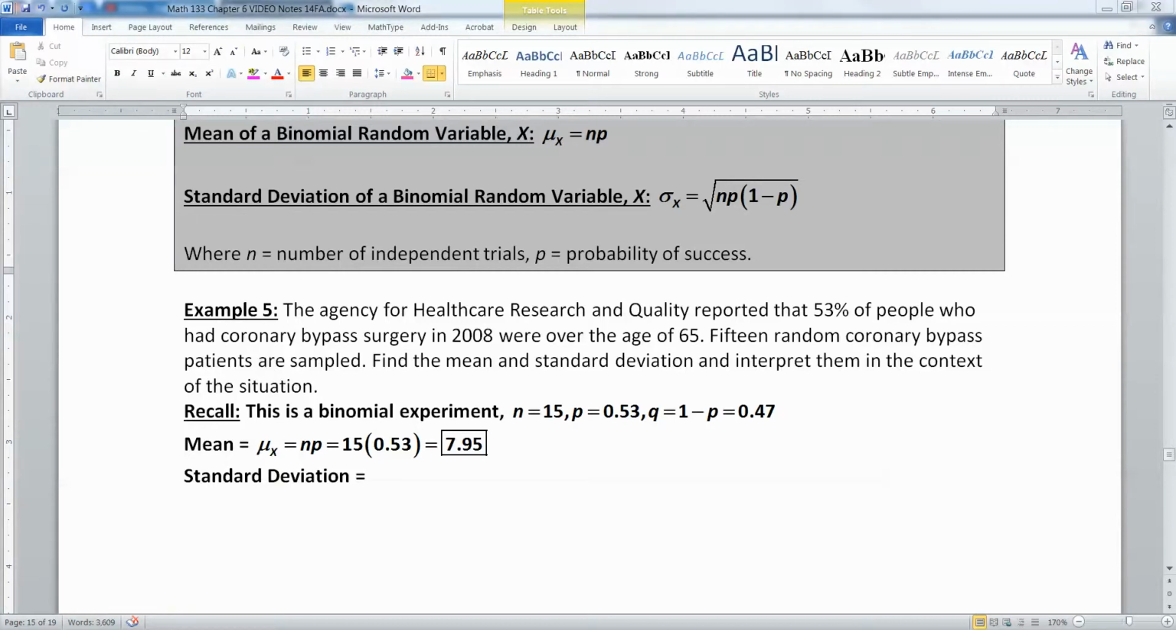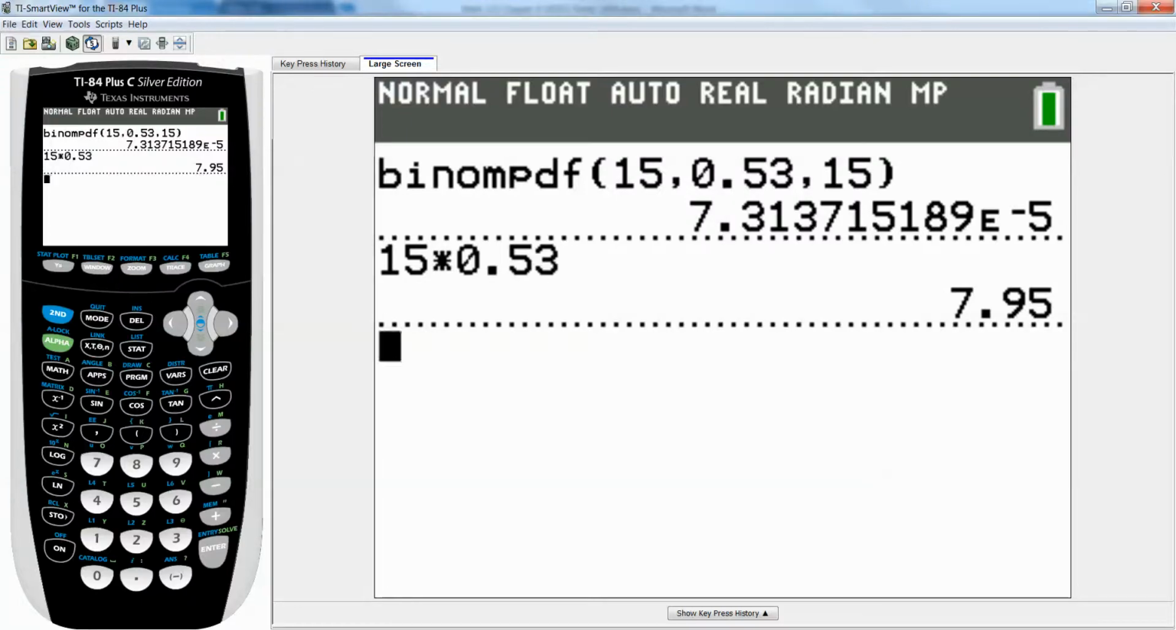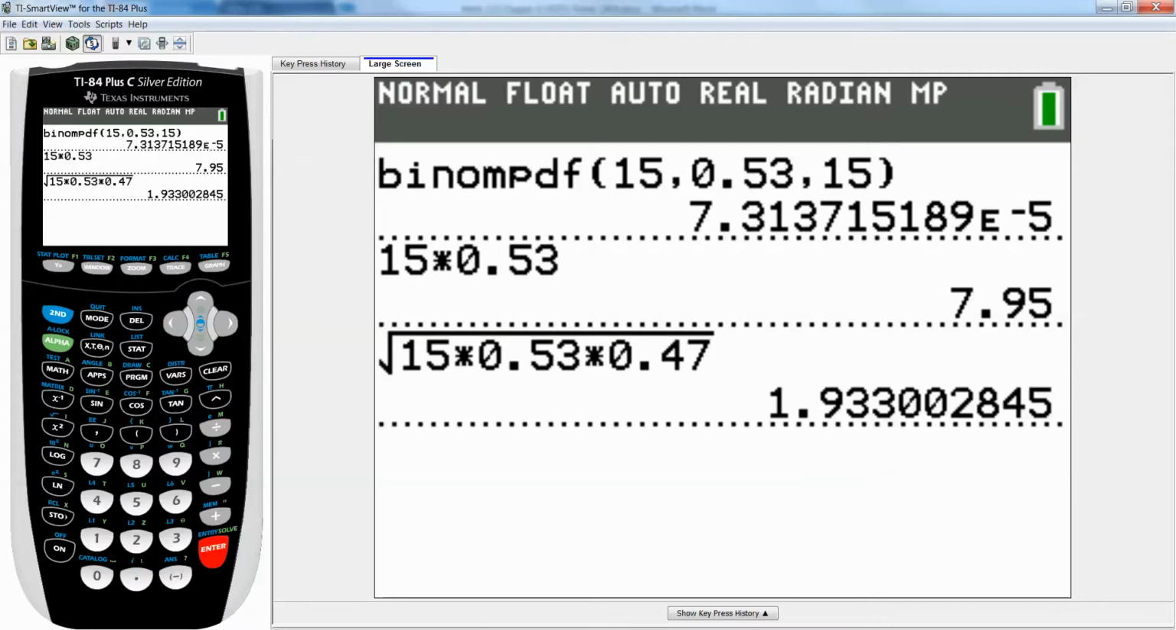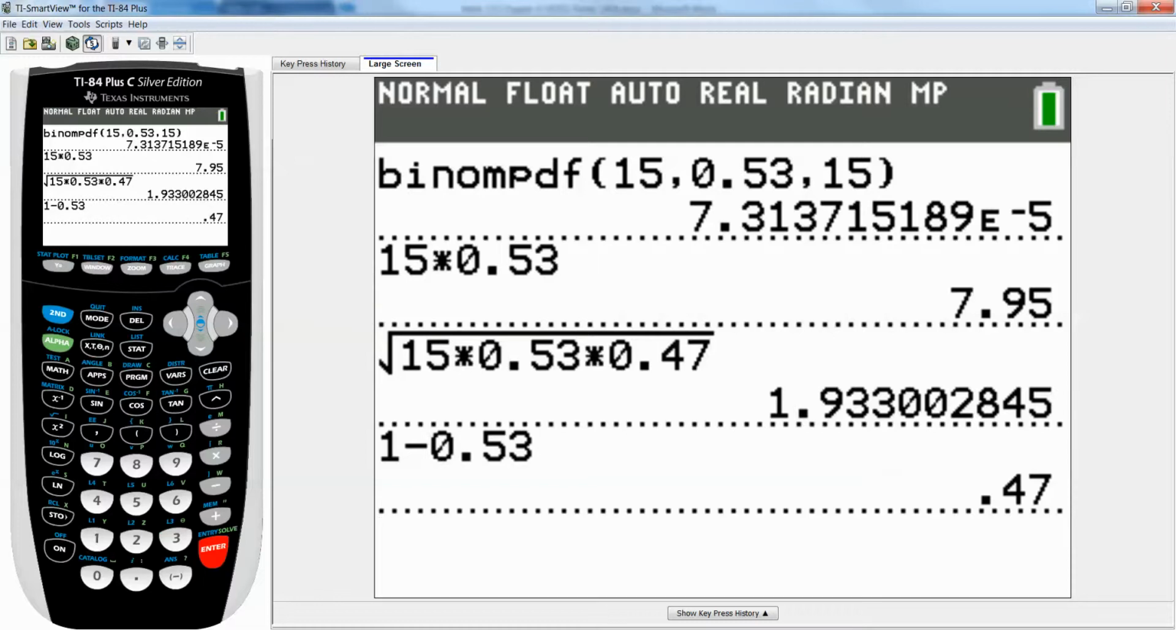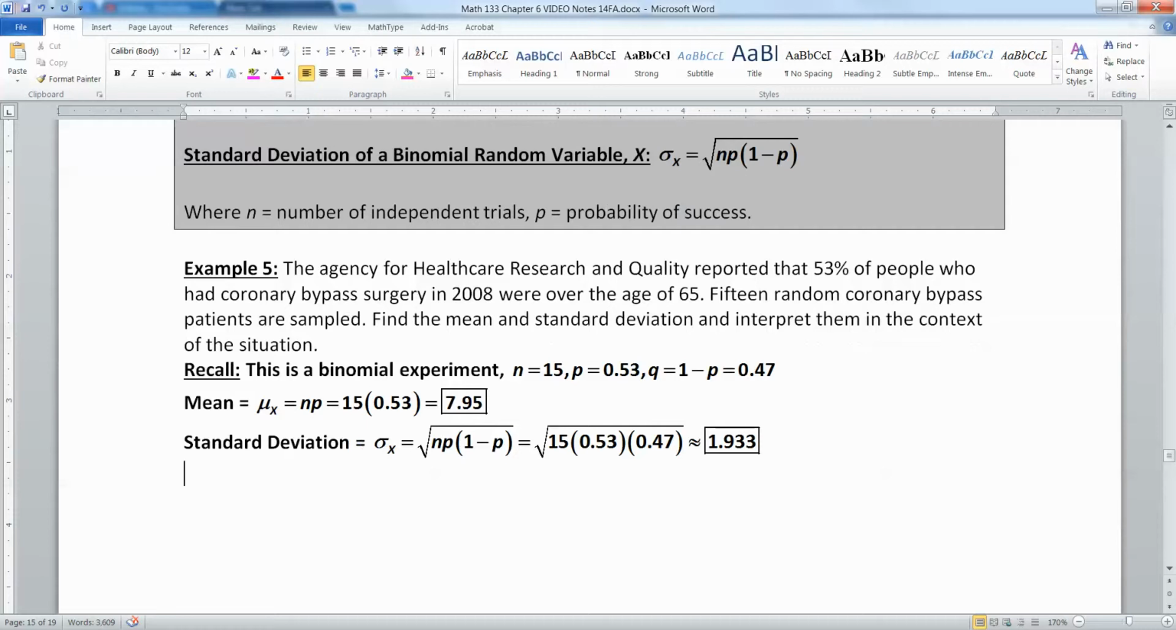So let me type that up. In this calculator, you hit the square root part first. Then you say 15 times 0.53 times 0.47. And you get 1.933. And remember, the 0.47 came from 1 minus 0.53 in the first place.